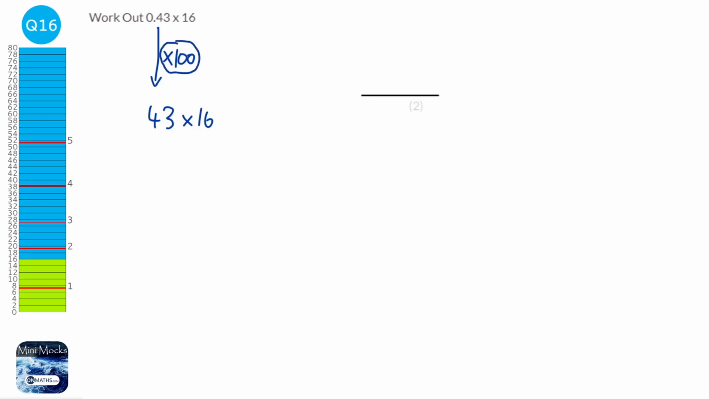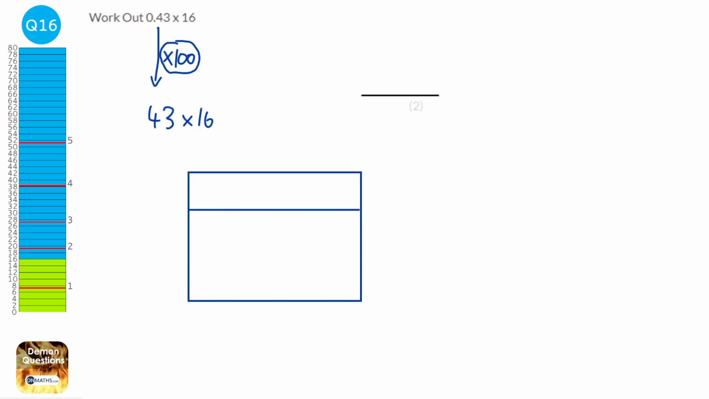And to do 43 times 16, there are loads and loads of different methods. Just pick whichever method you enjoy doing or that you find easiest. I'm going to do the grid method, but it by no means is the best method. It's just the one I'm choosing to do. So 43 is 40 and 3, and 16 is 10 and 6.